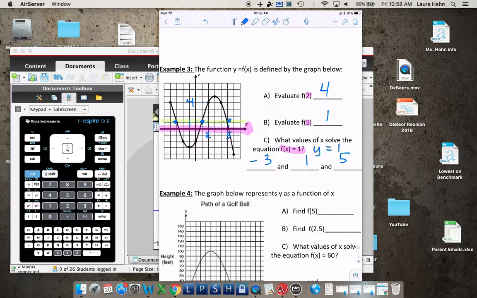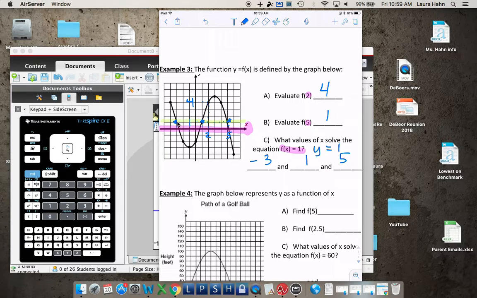So one of the main things you need to remember is how to read these. The number on the inside, that's your x value. The whole thing means y. So I knew that y was equal to 1. So I go to a height of 1 because y is up and down. And I know my graph was at a height of 1 in 3 different spaces.